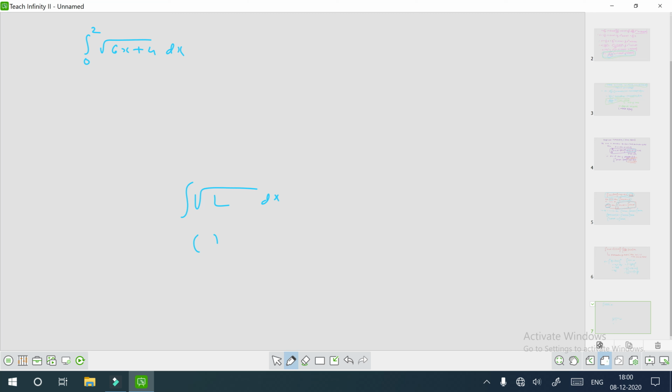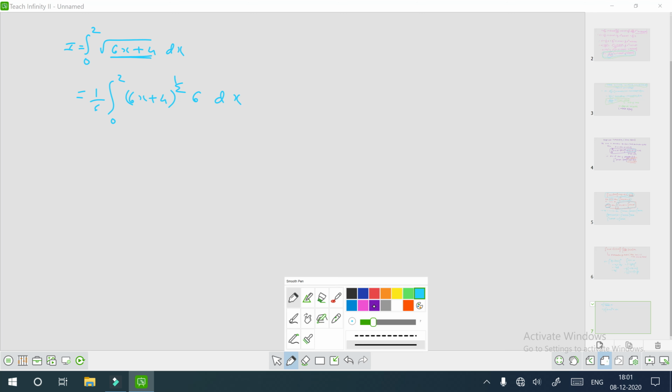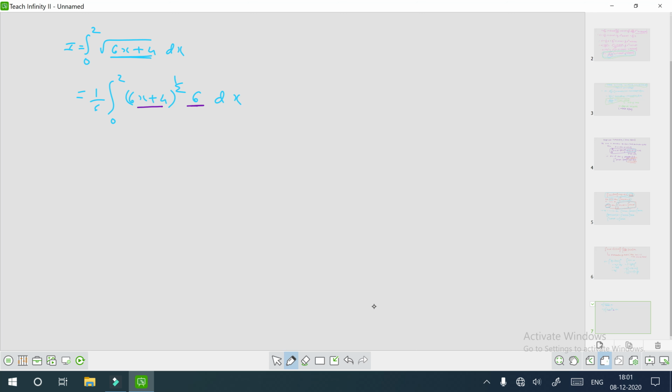Linear raised to half, we have to arrange d by dx of the linear. So let us see here how to arrange that linear form. That I is equal to, what is the differentiation of 6x plus 4? 6. So 1 by 6, 0 to 4. Can I write here 6x plus 4 raised to half into 6 into dx? Yes. Now see here, 6 is the derivative of 6x plus 4.